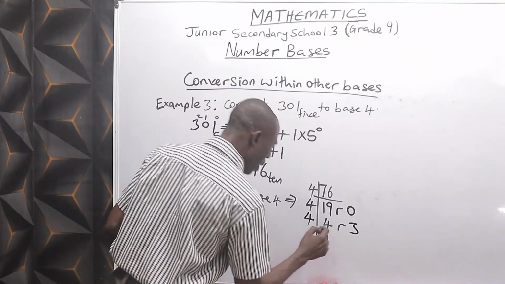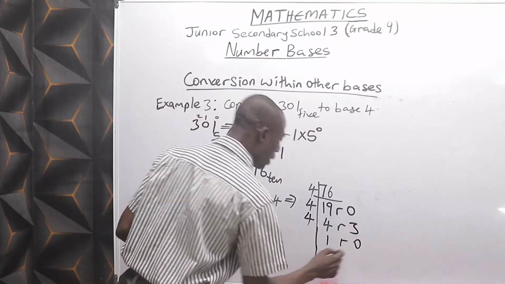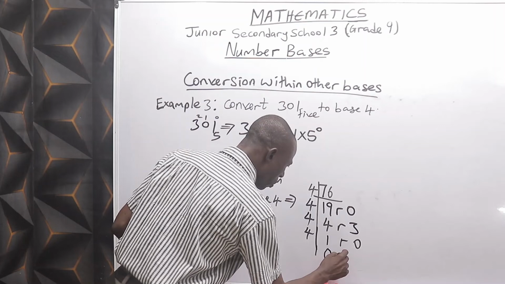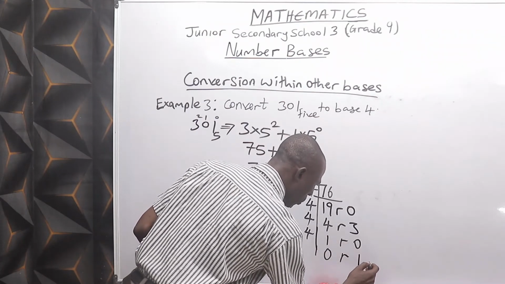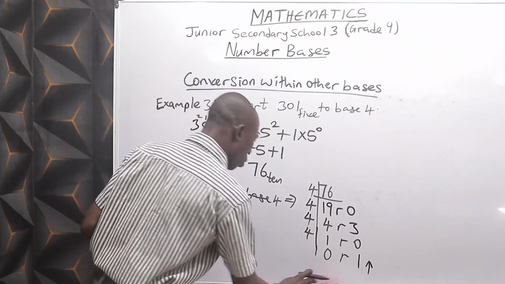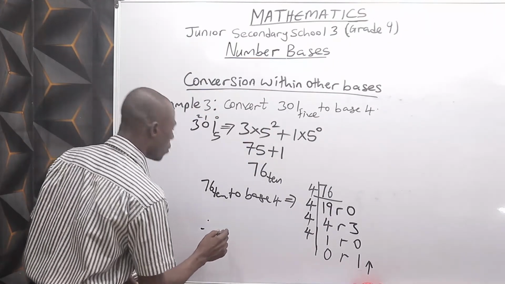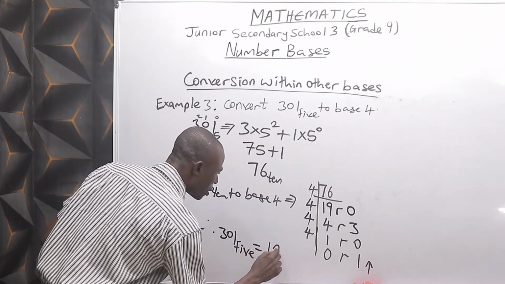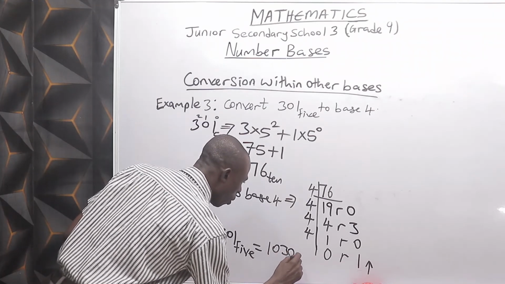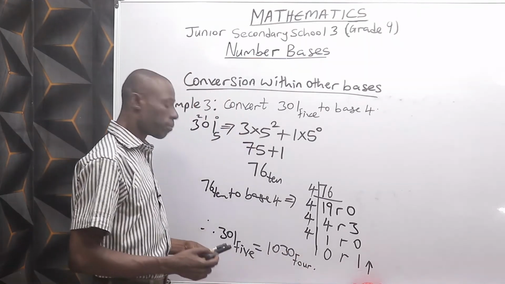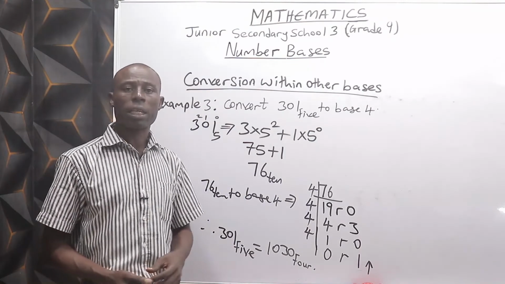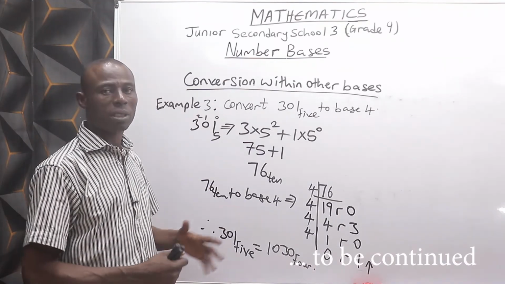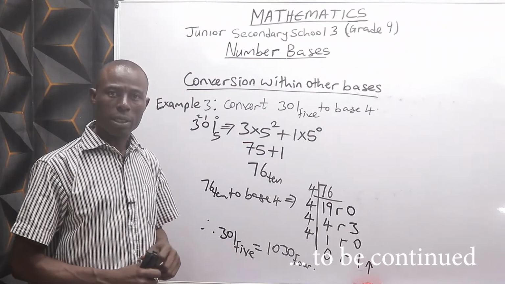4 in 4 is 1. Remainder 0. 4 in 1 is not possible, so we put 0. Remainder, we repeat this figure 1. Then pick your answer from the bottom. We conclude. Therefore, 301 base 5 is equal to 1030 base 4. And that is the final answer. So that is it. We are going to draw the curtain on conversion within other bases here. I want to believe you have proper understanding of what I have taught you on this. Thank you.